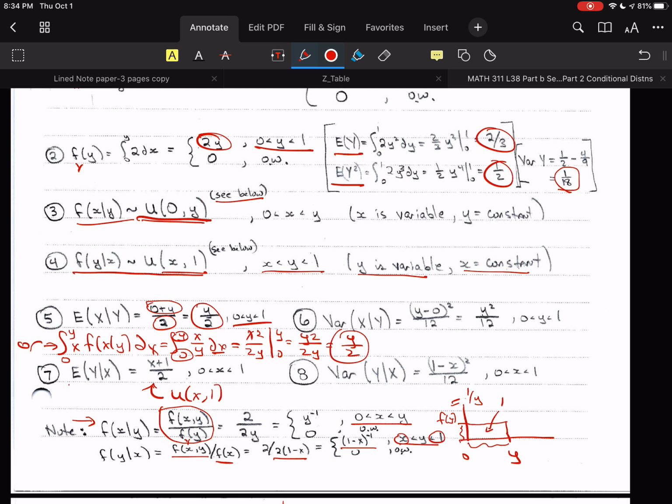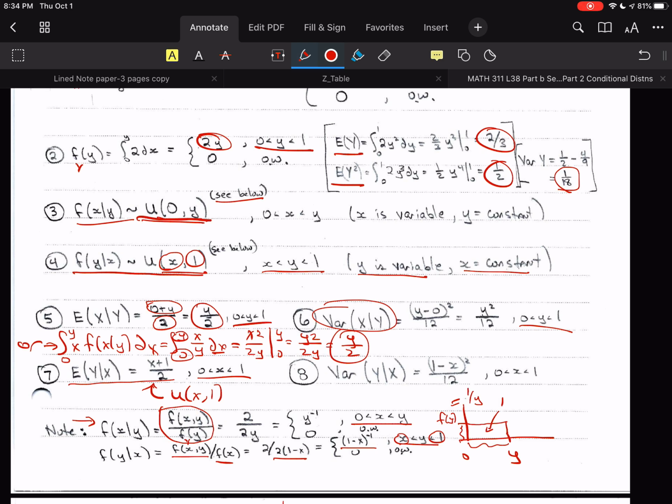Now, I'm just going to use the fact that I know this is a uniform for E of y given x, and so that's x plus 1 over 2. So I take this plus this divided by 2, and x is between 0 and 1. And I see I went out of order, but variance of x given y is the variance of a uniform 0 to y, so that is y minus 0 squared over 12, so y squared over 12, 0 to y.